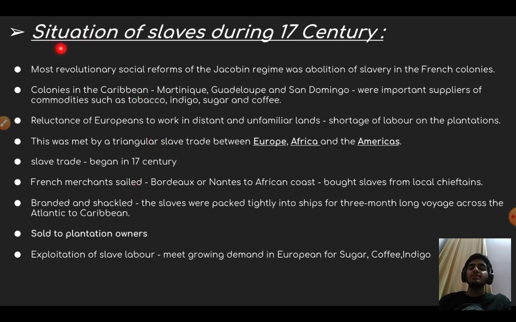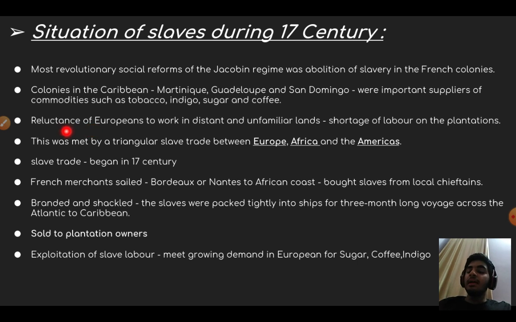So let us first look at the situation of slaves during the 17th century. One of the most revolutionary social reforms of the Jacobin regime was the abolition of slavery in the French colonies. The colonies in the Caribbean, Martinique, Guadeloupe, and Domingo were important suppliers of commodities such as tobacco, indigo, sugar, and coffee. These countries were the main suppliers of these things in the whole world.